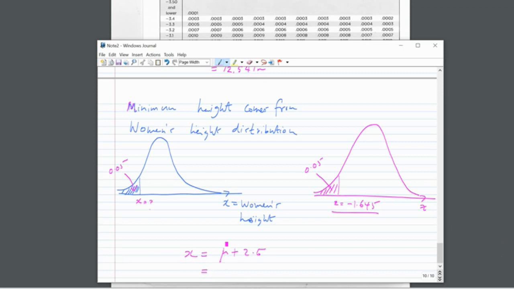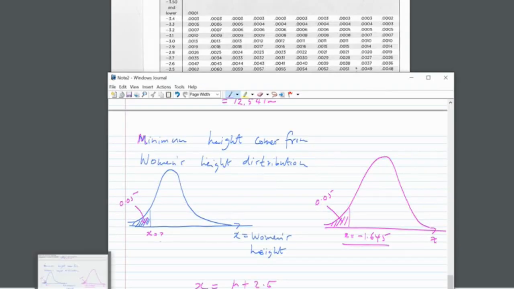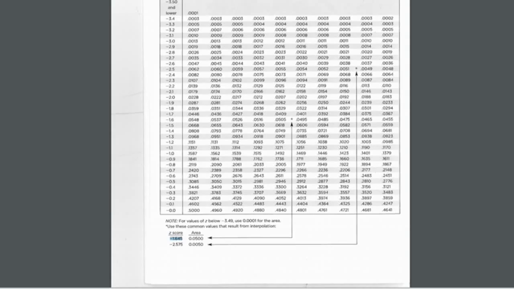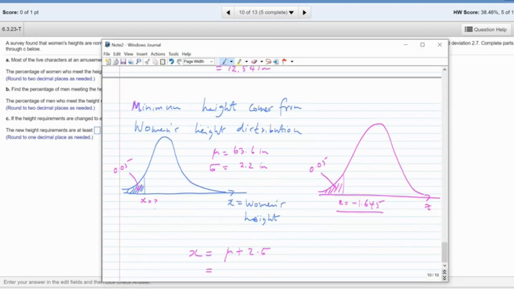For the women's distribution, we forgot to write down the parameters. For the women, mu equals 63.6 inches and the standard deviation is 2.2 inches. Oh, it's a long problem. So mu is 63.6 plus Z, which is negative 1.645, times sigma, 2.2.